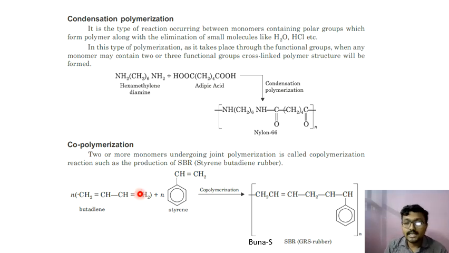So polymerization reaction is basically of two types: addition and condensation. And addition polymerization reaction can be called copolymerization when different monomer units are involved. So copolymerization is a type of addition polymerization reaction.